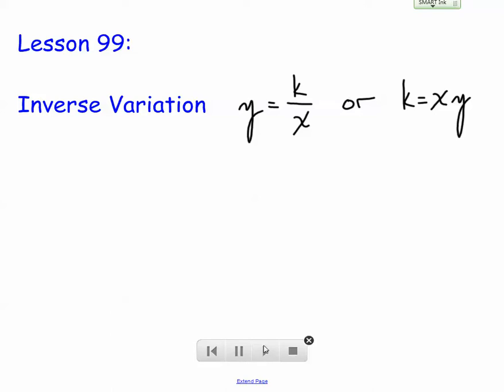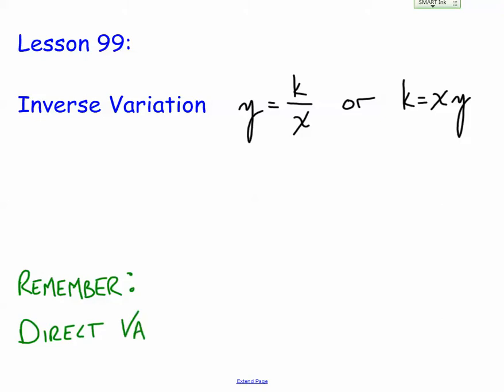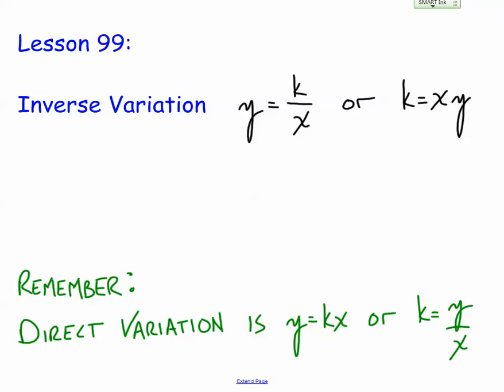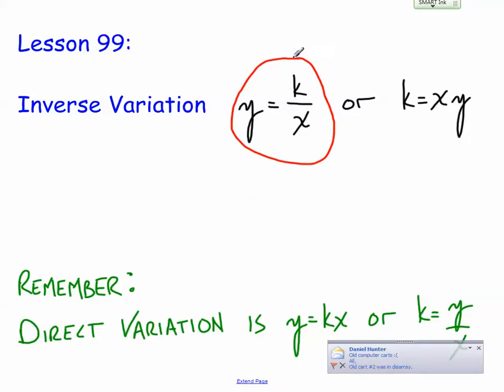So now if you remember, direct variation, we've worked with this for a long time. In direct variation, y equals k times x, or k equals y divided by x. So the one we're working with today, though, right here, y equals k divided by x, as opposed to y equals k times x.